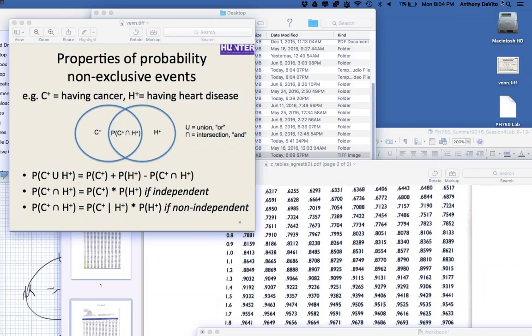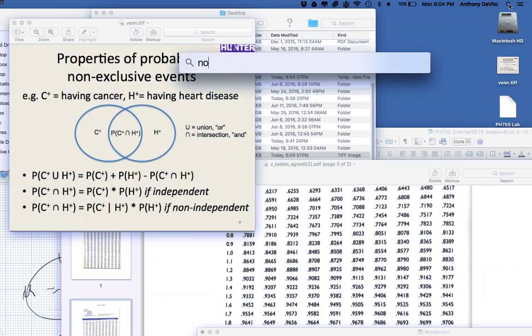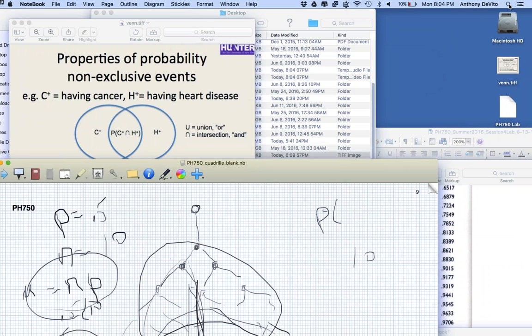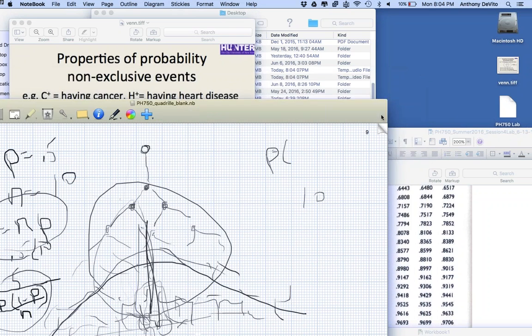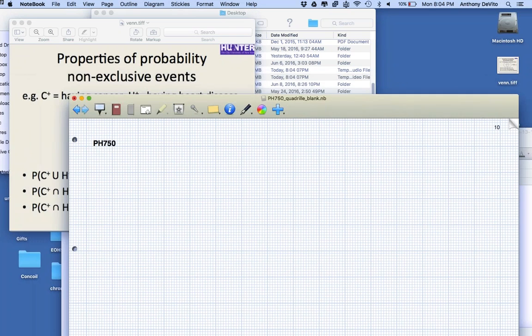Okay, so now let's say I'm looking at this slide, and let's say that the probability of having cancer is 10%. Probability of having heart disease is 20% in this population. Let's assume for the moment they're not mutually exclusive, but that they're independent. In other words, there's no relationship. Having heart disease makes you no more likely than the rest of the population to have cancer, and vice versa.